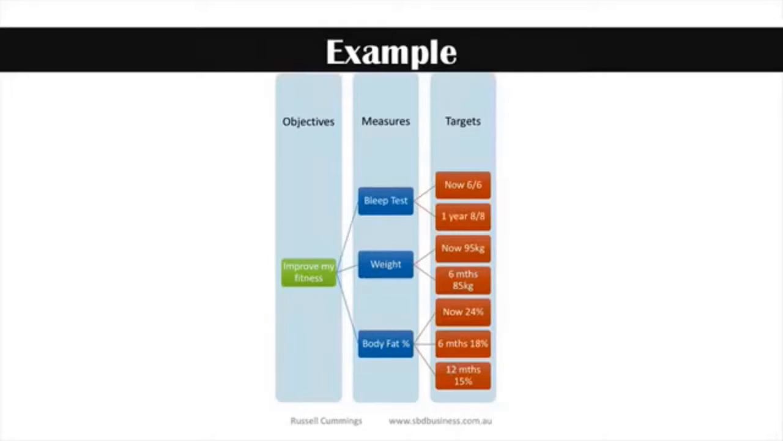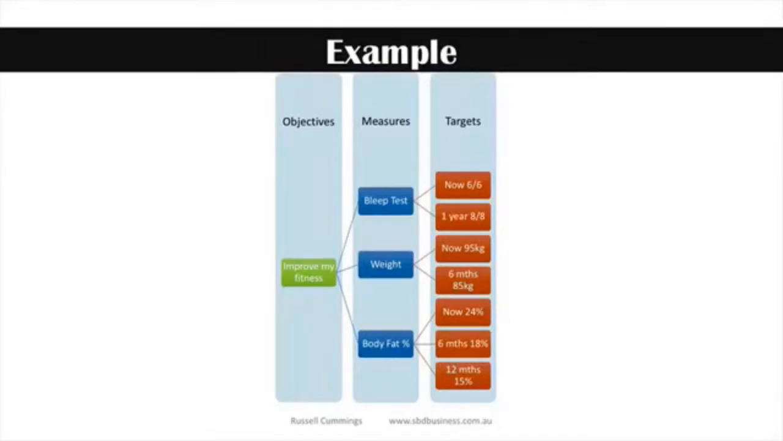If we want to improve fitness, some of the measures of our fitness might be a bleep test, which measures your level of fitness. From that I'll set some targets. Now we're at 6 and 6, but in 1 year we'd want to be at 8 and 8, and you might want to look up the bleep test to work out what that means. But you get the idea. So weight: you might say I'm now 95 kilograms, and I'd like, in 6 months' time, to be back to 85 kilos, and then maintain that.